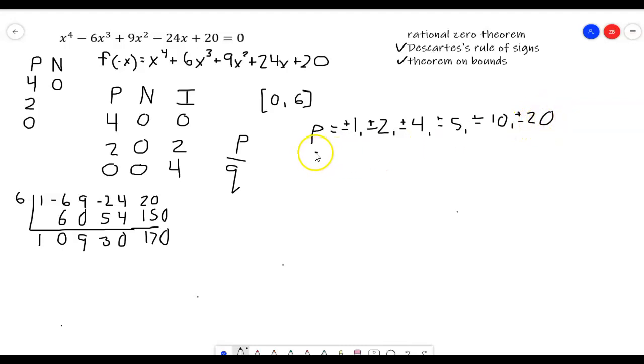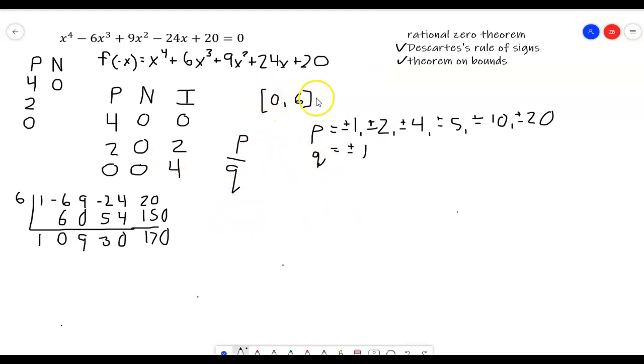And all the factors of Q, which is just plus and minus 1. Q is the coefficient in front of the first term here, so that's just a 1. So only 1 and negative 1 go into 1, and all of these numbers go into 20. So if I put all the factors of P over all the factors of Q, those are all the possibilities for all of my rational real roots.